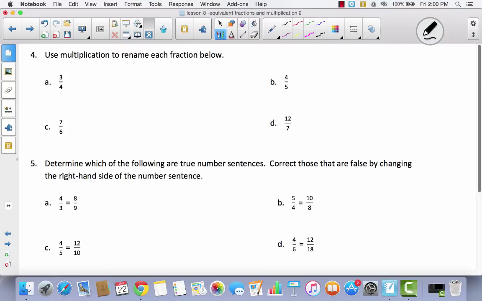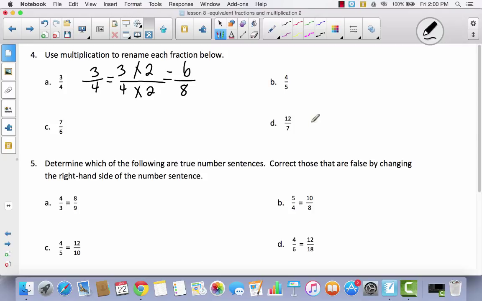All right, now it says use multiplication to rename each fraction below. So we could do this a lot of ways because it doesn't give us any direction. But we just know that we have to take the numerator and the denominator and we have to multiply them by the same number. It doesn't matter what number it is, we just have to multiply them by the same number.